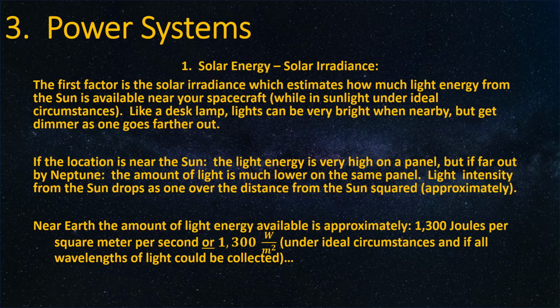So the solar irradiance, how much energy you can get from the sunlight, is going to change depending on if you're by Earth, or by Mercury, or out by Neptune. And we keep track of that with a value called the solar irradiance. The value near the Earth is about 1,300 joules per square meter per second, or what we would actually say is about 1,300 watts per square meter. Now that's under ideal circumstances, if you could absorb all wavelengths of light and convert it into electrical energy.